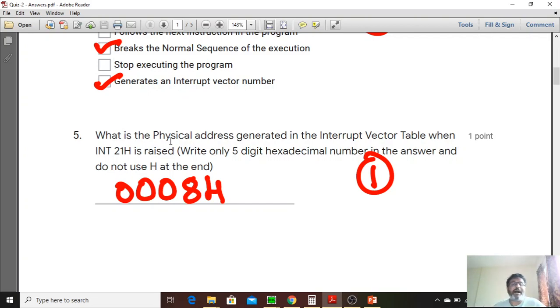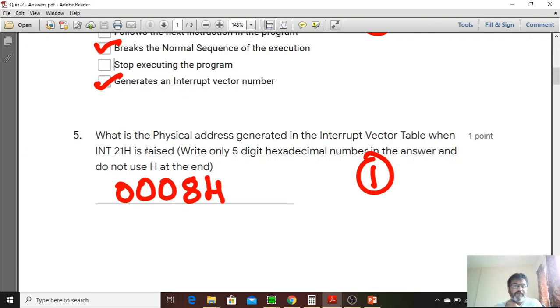See, you have been asked to enter only a 5-digit hexadecimal number without using H, because you have to put only the number as an answer, right? That H at the end is not required. It is already mentioned in the question. The correct answer is the hexadecimal value 21H times 4. It is going to be 00084. I'm talking about hexadecimal.